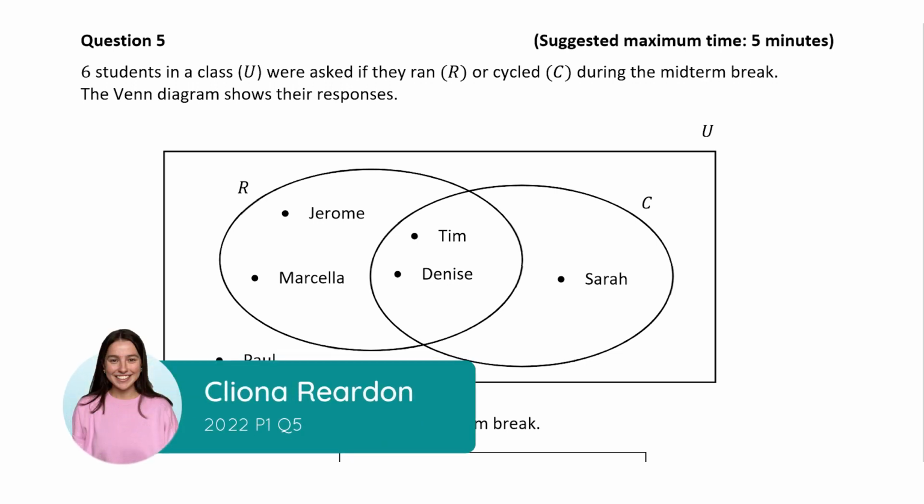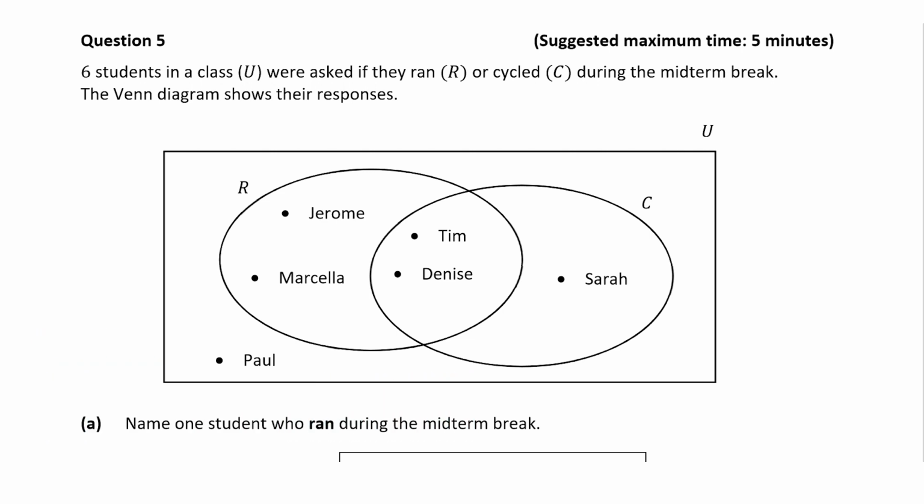Kleena here, and today I'm going to take you through the solution to question 5 from this Junior Cert Ordinary Level paper. And this question is based on Venn diagrams. So we're told that there are 6 students in a class who were asked if they ran or cycled during the midterm break. So there's 6 students in the universal set, so that's the total number of students who are going to be in our Venn diagram.